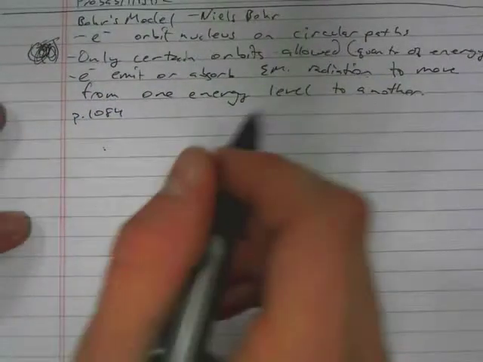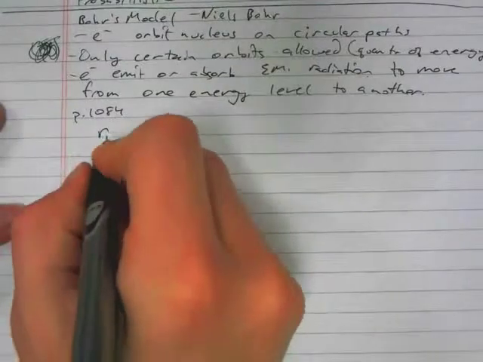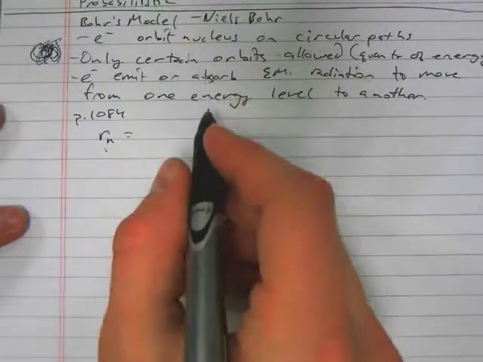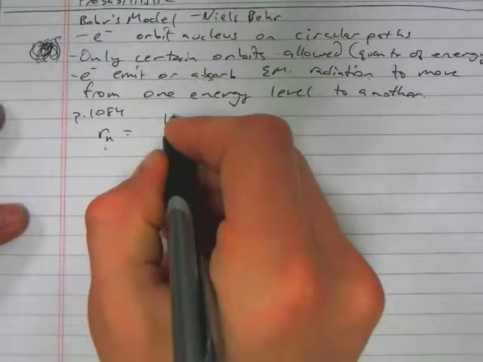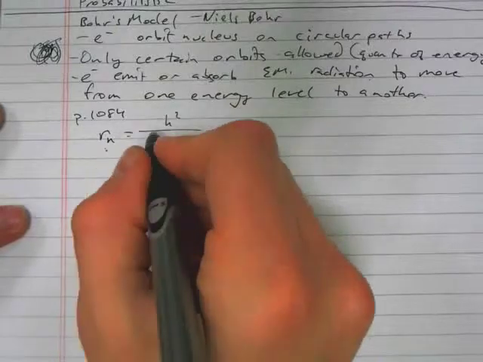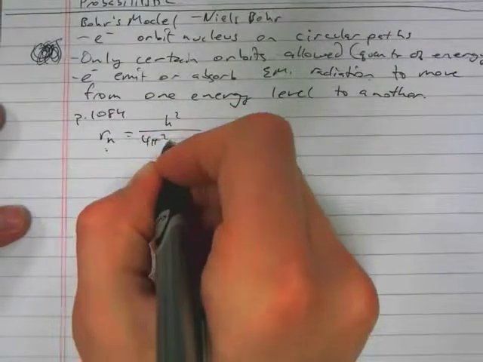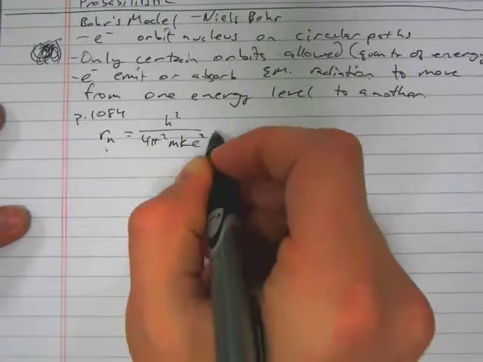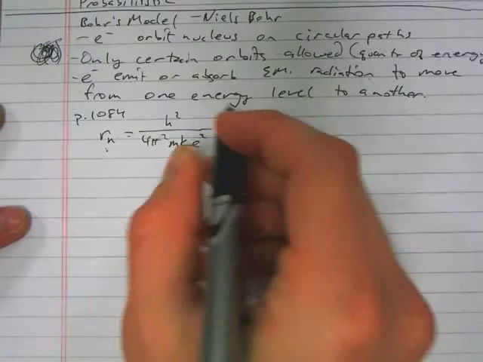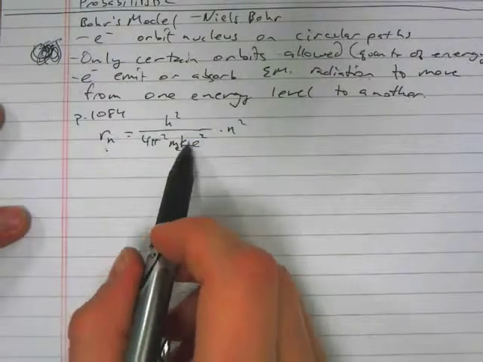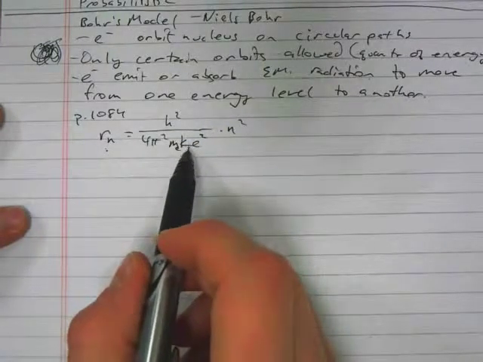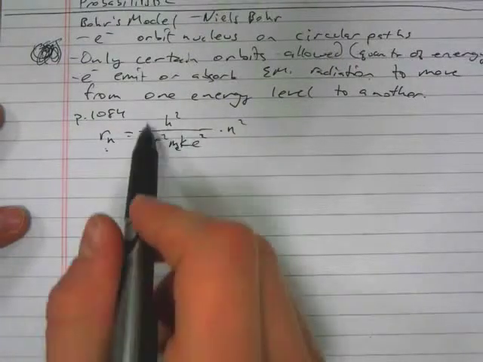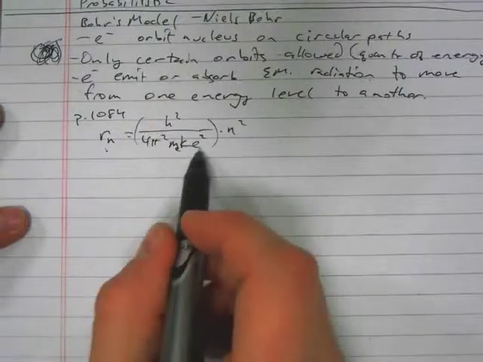And the result is this: R sub n, where n is any integer, is h squared over 4 pi squared m k e squared times n squared. This is the mass of the electron, k is our constant from electromagnetism, e is the electron charge, and h is Planck's constant. This is kind of an ugly expression, but it is all just one constant.